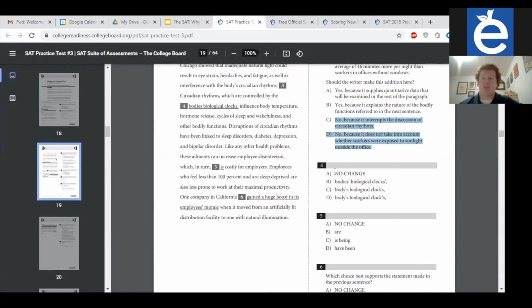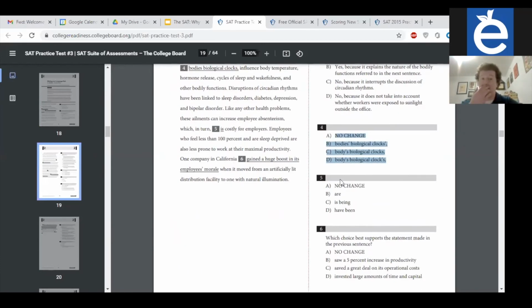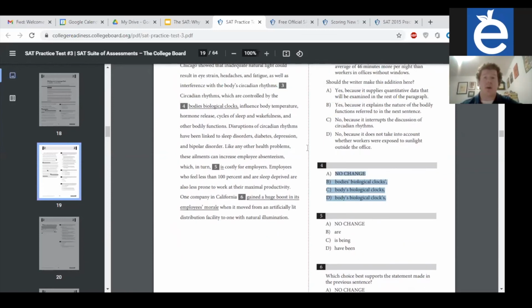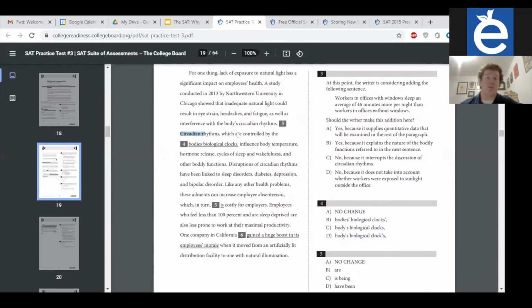Okay, so let's take a look at number 4 real quick. So number 4, this is a rules-based question. This is all about punctuation. So looking at this: circadian rhythms, which are controlled by the body's biological clocks, influence temperatures, cycles of sleep, wakefulness, other bodily functions. So we're editing body's biological clocks. So this is all about understanding the possessive apostrophe, the plural apostrophe, and the plural possessive apostrophe.